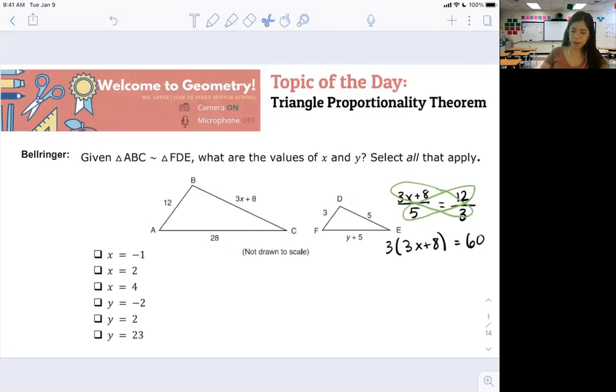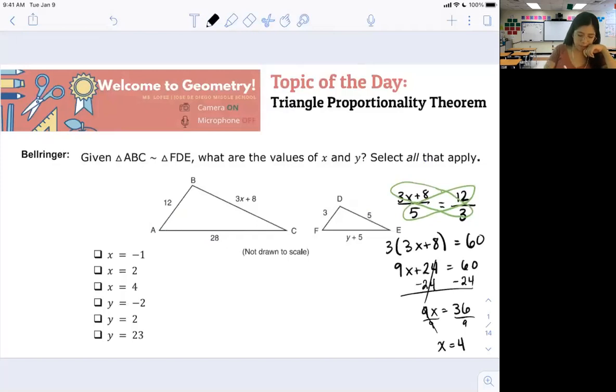All right, solving for x, what do I do first? Let's run through this real quick. Distribute, so it'll be 9x plus 24 equals 60. Then we subtract 24, we get 36, and then that will give us 4. Good. x equals 4. Awesome. All right, and then now we got to set up a proportion to solve for y.